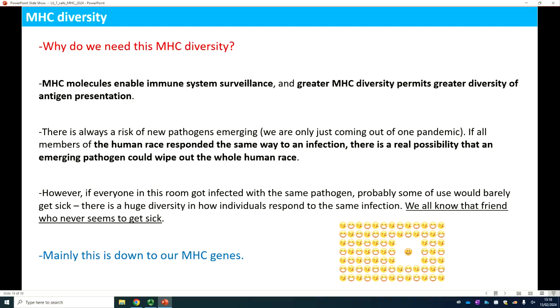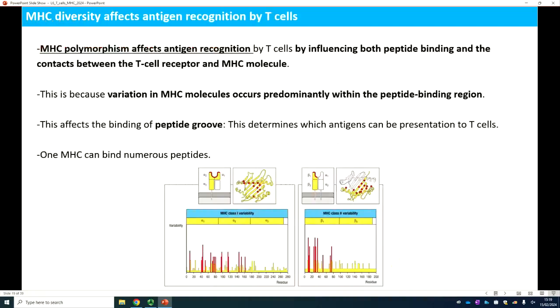But I can guarantee if we released a virus into this room now and we all got infected, some of us would get pretty sick, some of us might just get a mild cold, and others would probably not get anything at all. So again, it ties back to what we mentioned in the first lecture, that we all know that friend that never seems to get sick. And that's really down to our MHC genes.